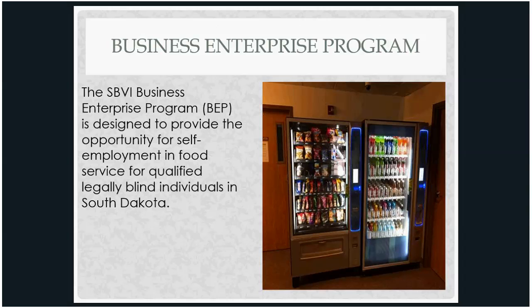Right now the BEP owns 53 vending machines. Those vending machines include hot beverage, cold beverage, snacks, and a combination of all of those. Six new machines were recently purchased this year to replace the older machines, and 2 new machines were also purchased to expand the vending in a new location in Huron.